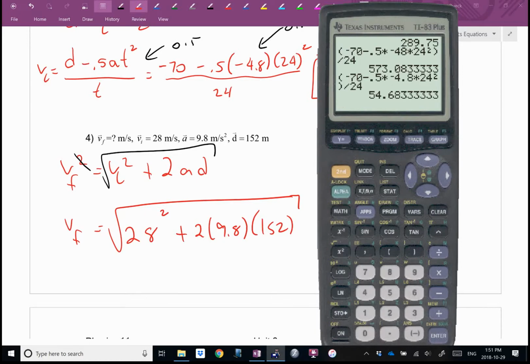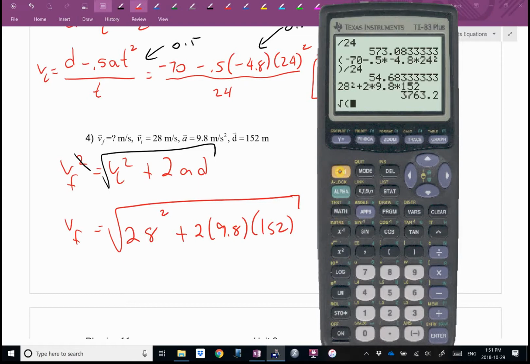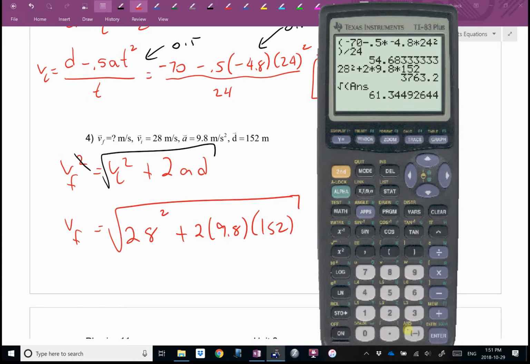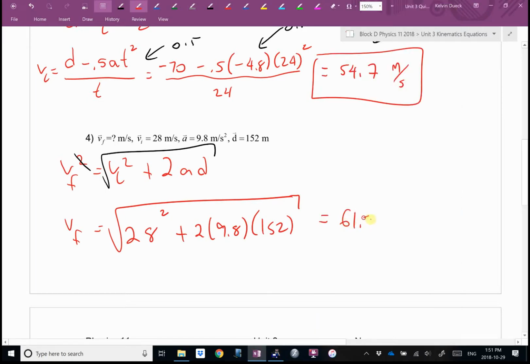But for most of us, whenever I have something yucky inside the square root, I do the square root inside first. 28 squared plus 2 times 9.8 times 152. I hit equals, and I go square root answer button. Then I'm much less likely to make mistakes. Is it 61.3? Yeah. Units, meters per second.